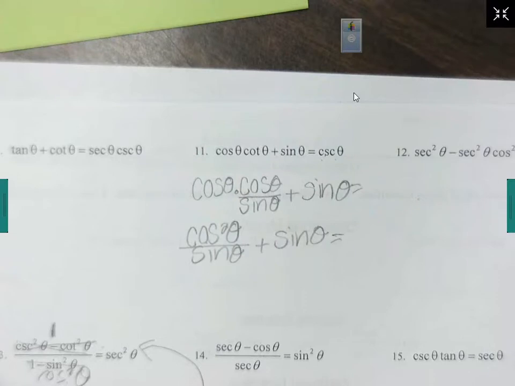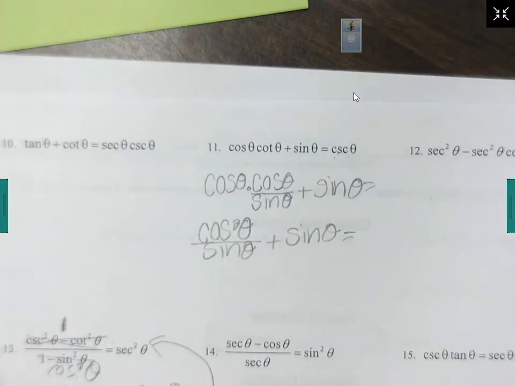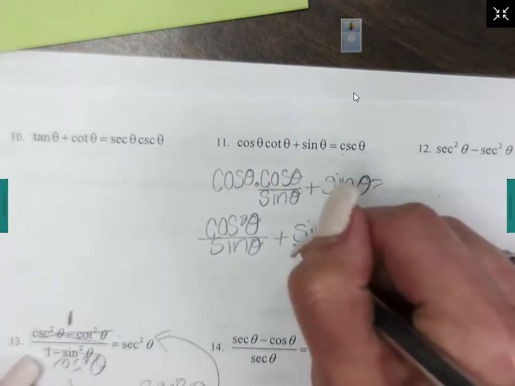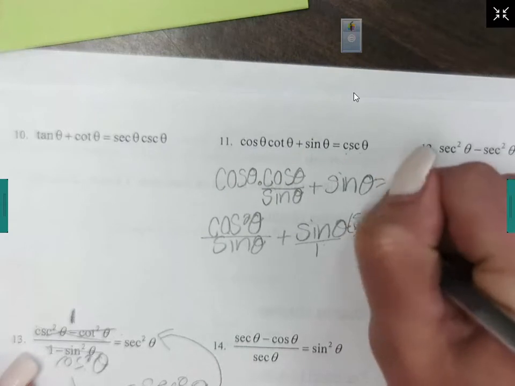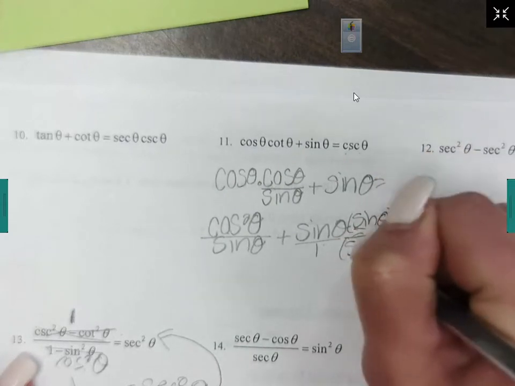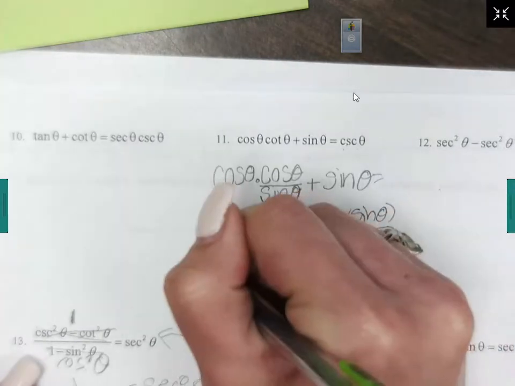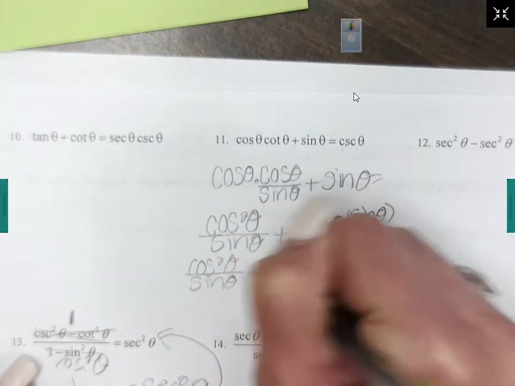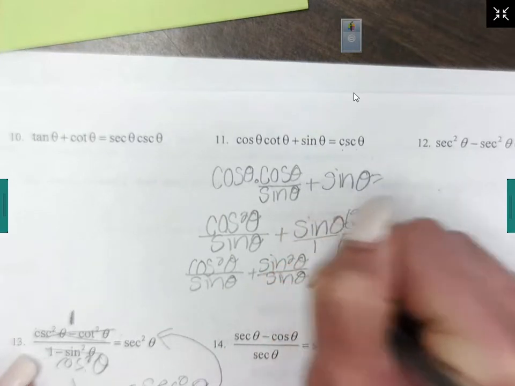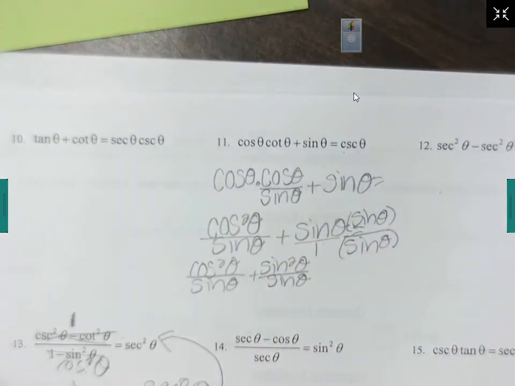Now, how would we put these together? We would need a common denominator, right. And what is that common denominator? Sine of theta. So we need to multiply this guy by what over what? Sine of theta over the sine of theta. This leaves us with cosine squared of theta over the sine of theta plus sine squared of theta over sine of theta. Now we haven't made this just one yet, have we? How can we make this just one?